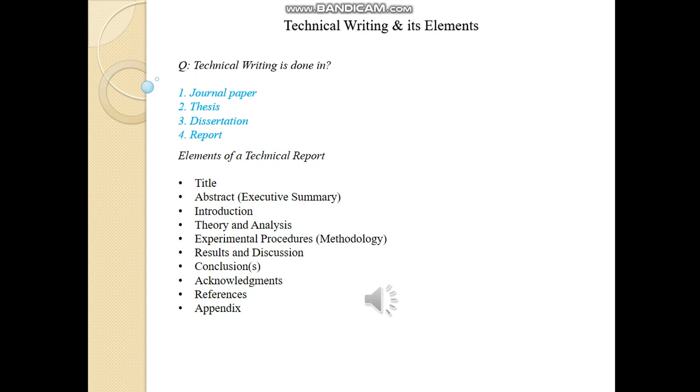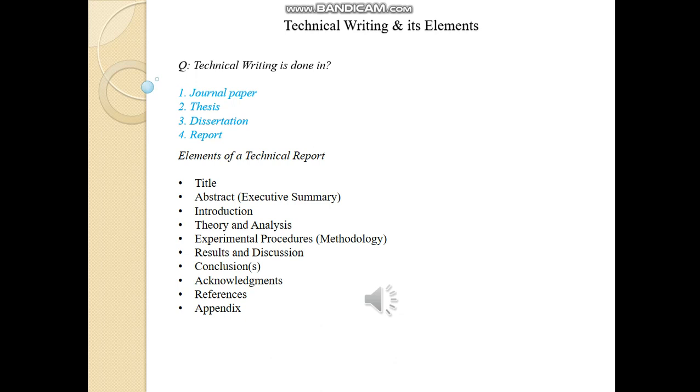So it becomes pretty easy to make the people working in your field to understand whatever you have written. If you have written either your journal paper, your thesis, your dissertation, or your report regarding something or some project in a technical manner, so it becomes pretty easy for them to understand.